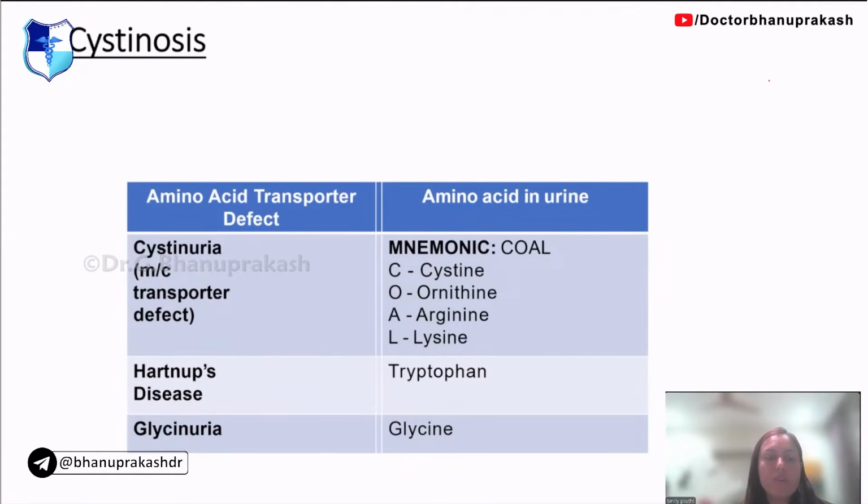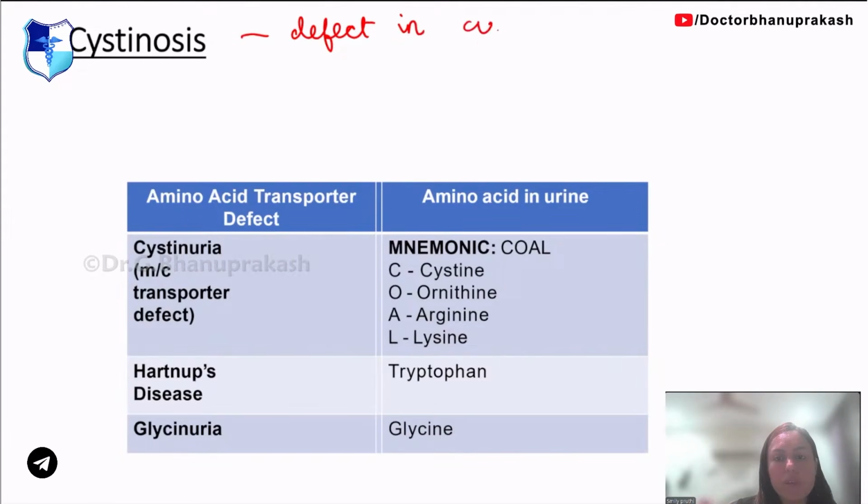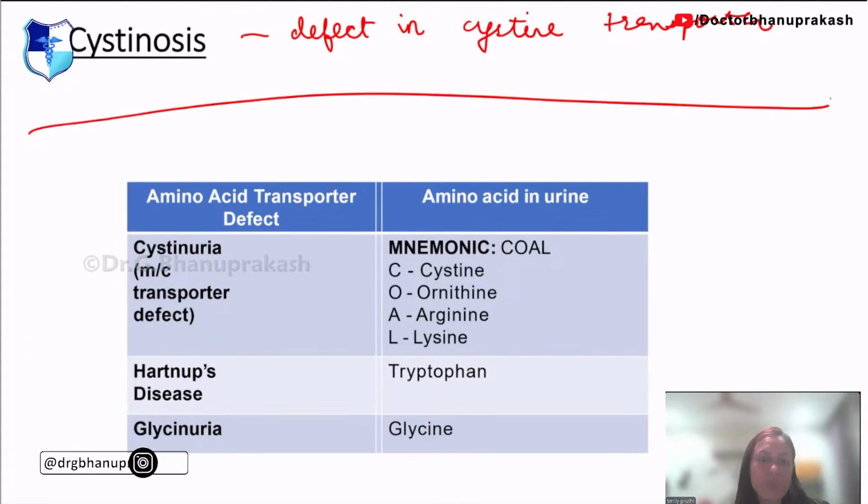Then coming to cystinosis. Cystinosis is a defect in cystine transporters. It is not very important, but it's a lysosomal storage disease. Then coming to amino acid transporter defect.